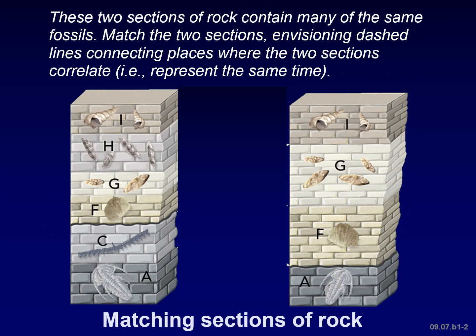So here's two rock sections that contain many of the same fossils, and I want you to pause this and take a minute and match the two sections, okay? And I want you to envision, just like we did before when I was showing you the correlation slide, I want you to try to connect these two together based on the type of rock you see and the fossils that you see. So go ahead and do that now.